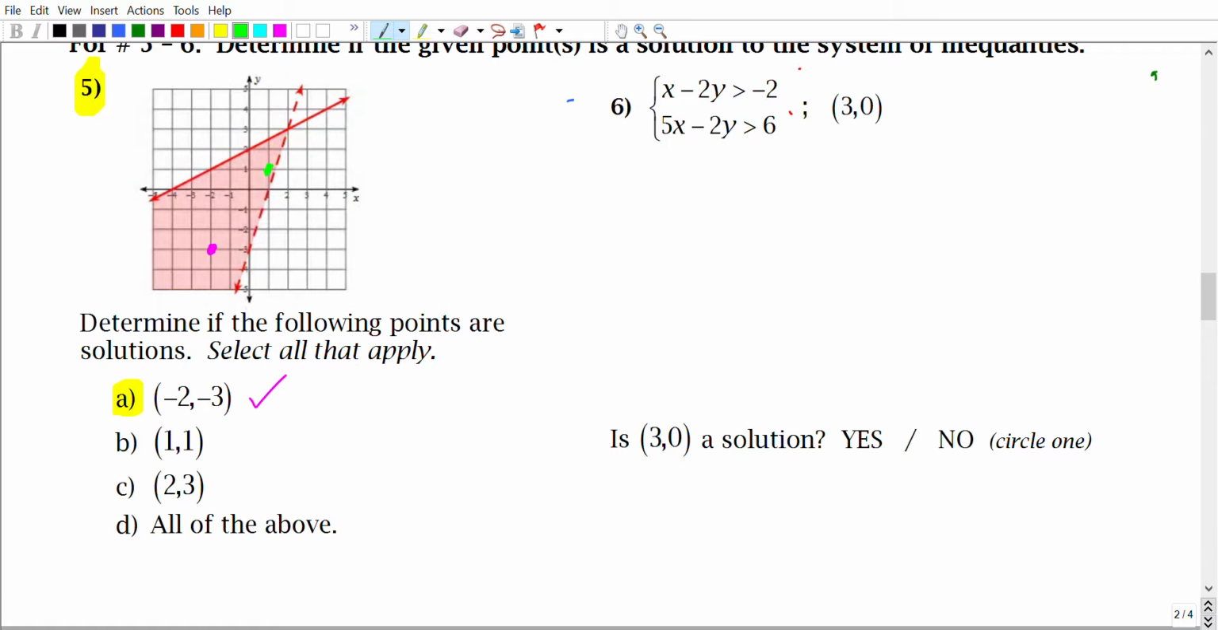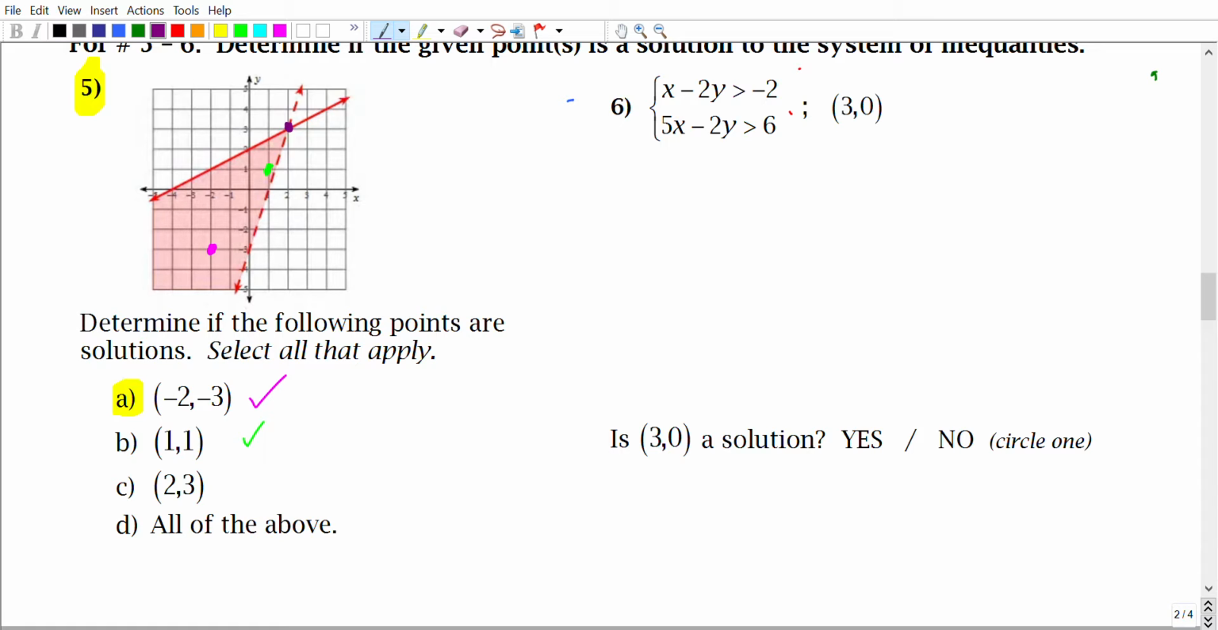Is that in the shaded region? Yes, it is. So that one also checks out. All right. Now 2, comma 3 is right here. Now, you might be tempted to say yes because it's an intersection point.